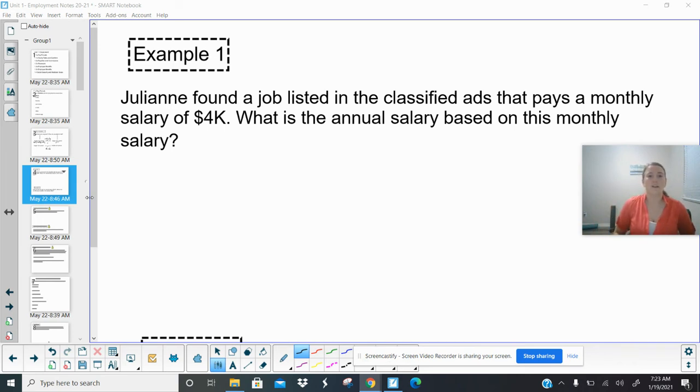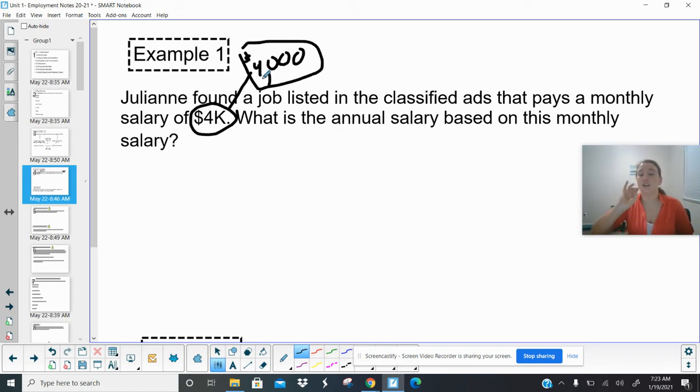So Julianne found a job listed in the classified ads that pays a monthly salary of $4K. So real quickly, we're going to see this occasionally. We know what K means. This means 4,000. K is for kilo, whatever you want to say it, depending on the word. So that is actually $4,000.